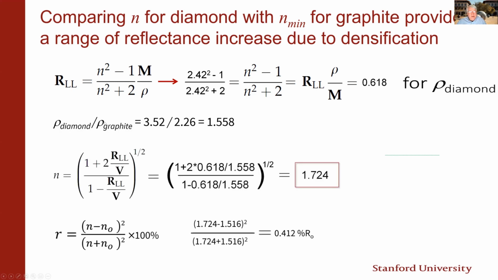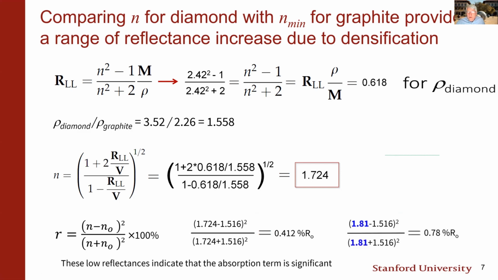You plug this information into this particular equation, and what you find is that the refractive index, just from this simple density calculation, should be about 1.724, which would give a reflectance of about 0.4%, similar to an immature kerogen. Now, if we actually use the measured value of 1.81, we get a reflectance closer to 0.8. So you can see here that the densification contribution to what might be happening in kerogen is comparable to what is changing over the oil window.